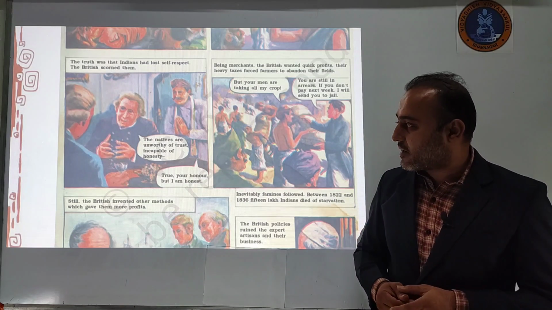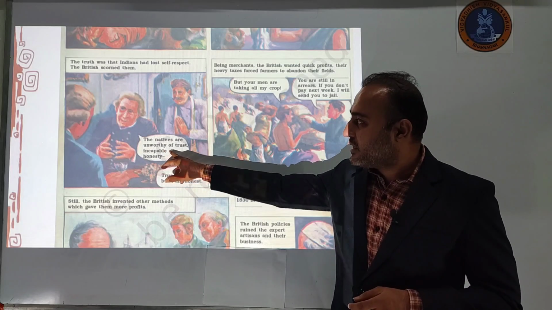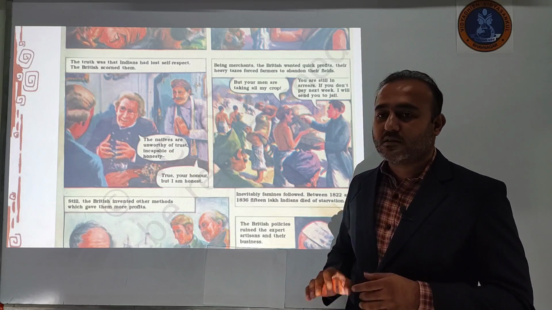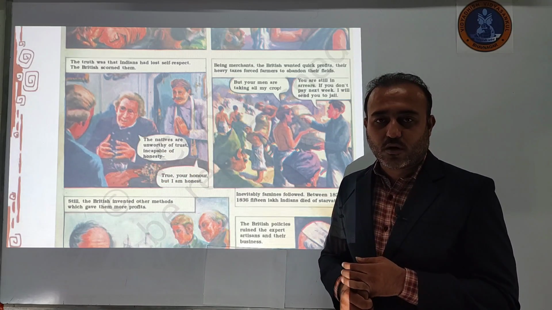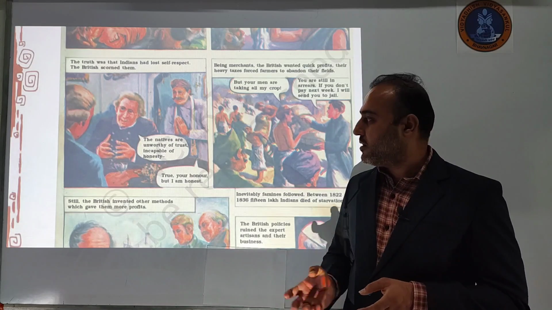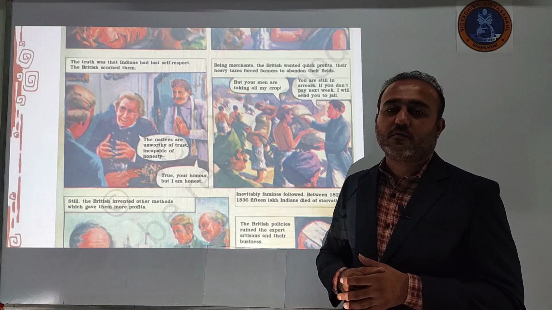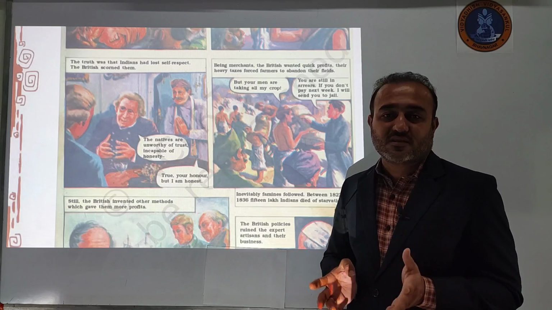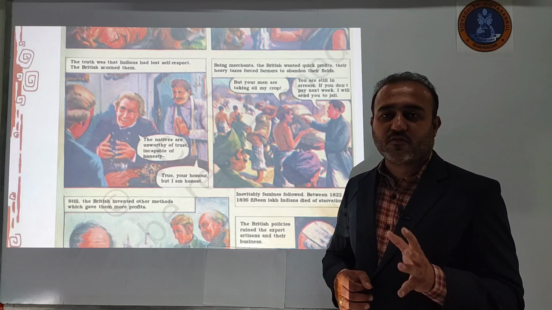The natives are unworthy of trust, incapable of honesty. This is what the Britishers said about the Indians. What did the Britishers say? That the Indian people are unworthy of trust. That means they could not be trusted. Okay, they are not capable of being trusted.